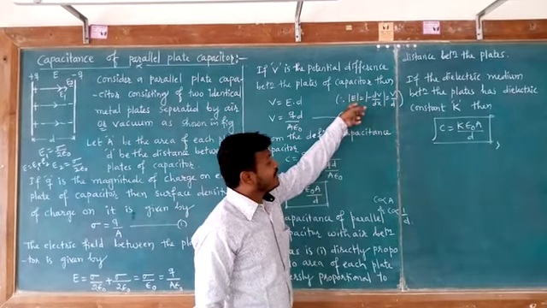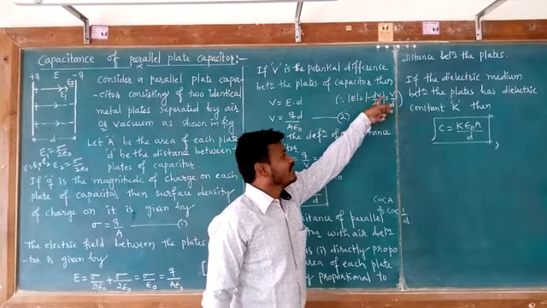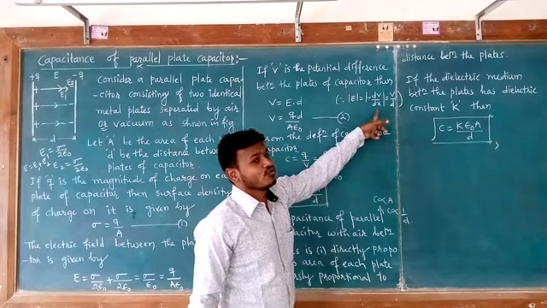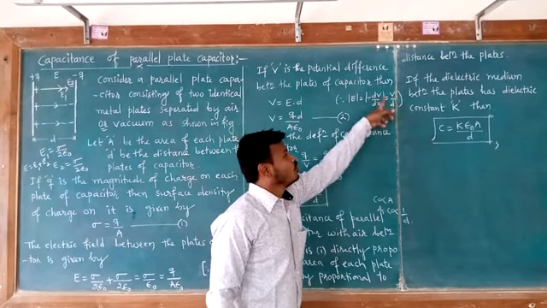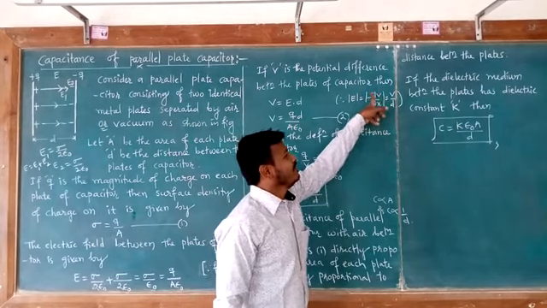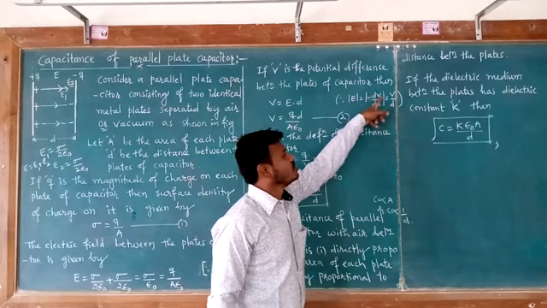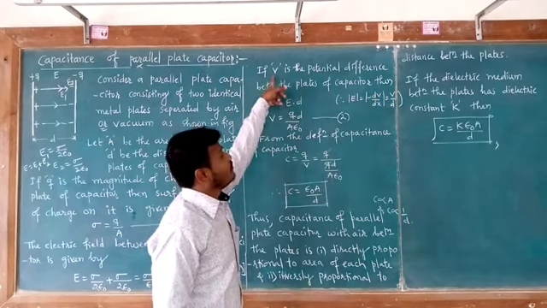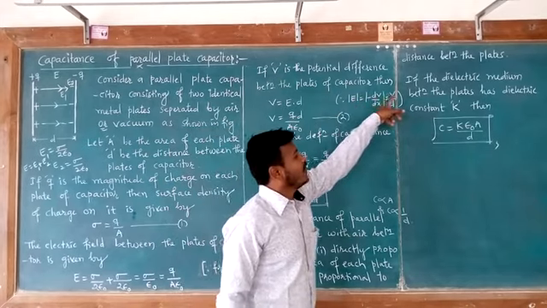See, here E is the electric field, dV is the change in potential, and dx is the perpendicular distance. Here the magnitude becomes positive, so the negative becomes positive. Instead of dV, the potential difference, we have considered that as V. Therefore instead of dV we have to write V.